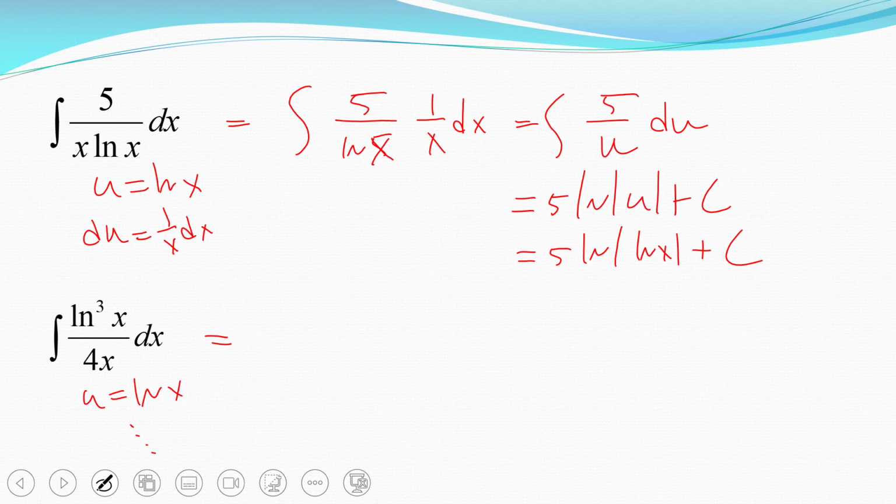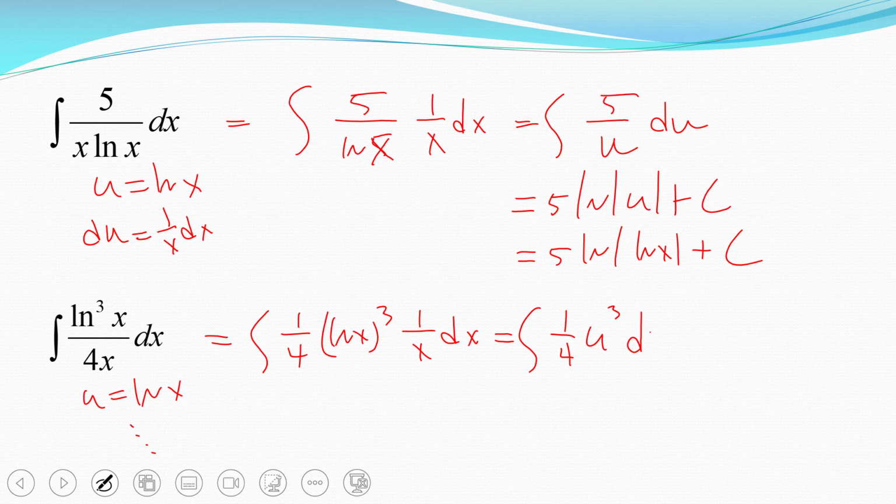This is really the integration of 1/4 times the natural log of x, this is actually cubed, times 1 over x dx. Being able to mentally rewrite things this way makes it a lot easier to understand. This then becomes the integration of the constant. The natural log of x is just u. It's being cubed. And the 1 over x dx, that's just du.